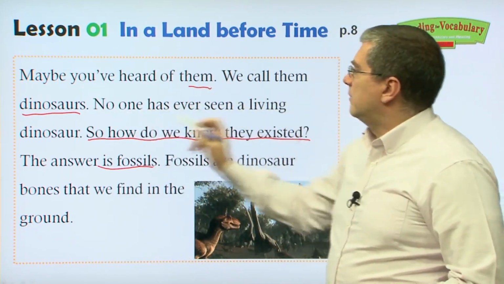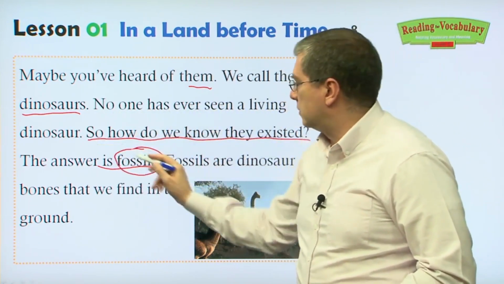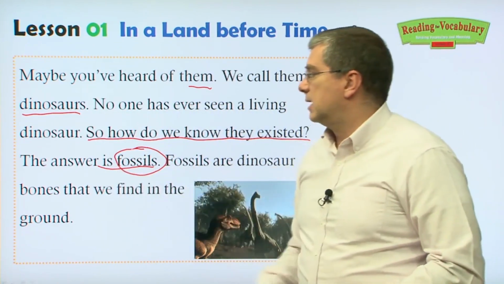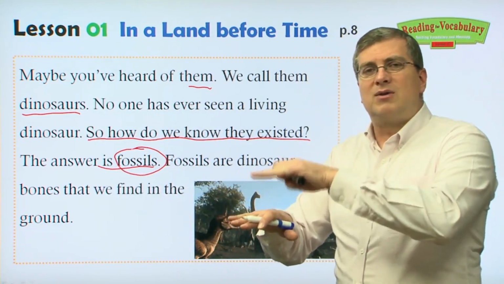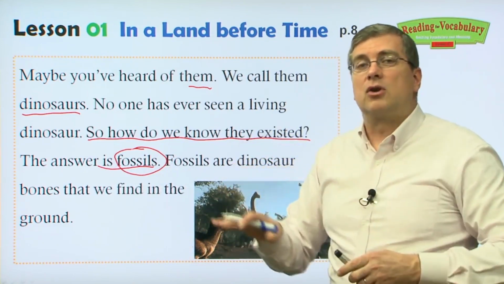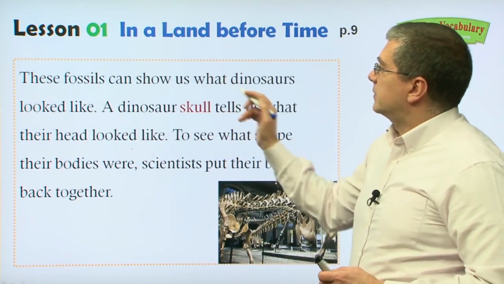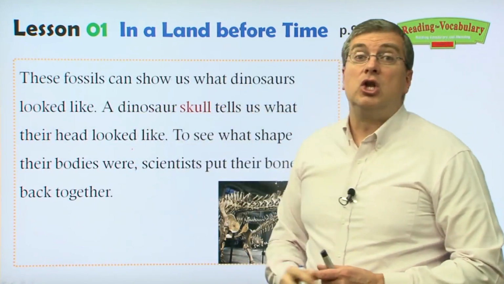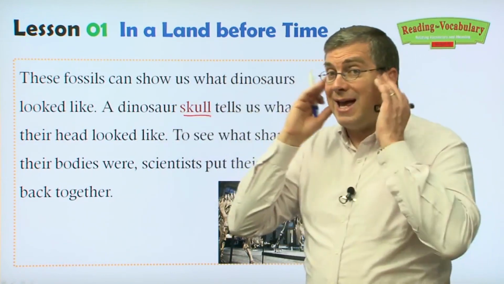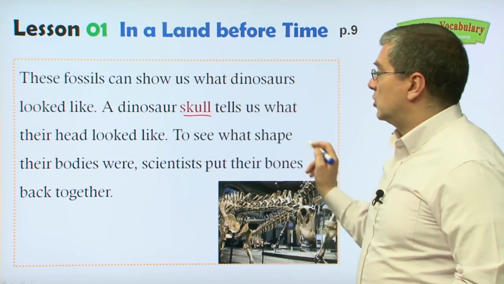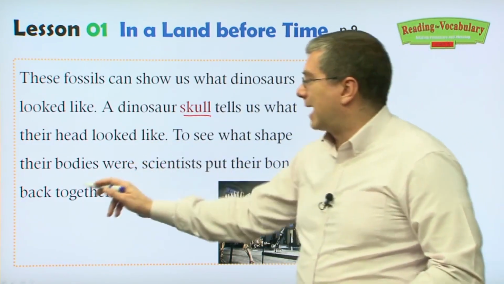So let's start here. No one has ever seen a living dinosaur. How do we know they existed? Of course, the answer is fossils. Fossils are dinosaur bones that we find in the ground. Dinosaur bones, a long time ago, the ground is building up over them, so they're underground. We find them in the ground. These fossils can show us what dinosaurs looked like. A dinosaur skull tells us what their head looked like. To see what shape their bodies were, scientists put their bones back together.